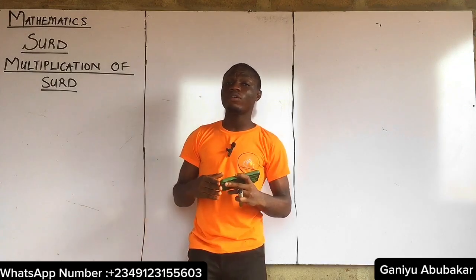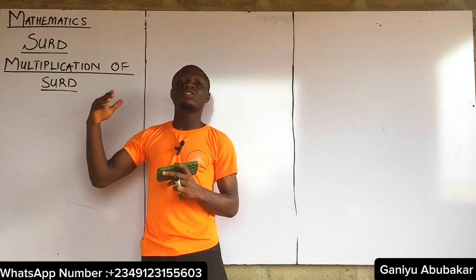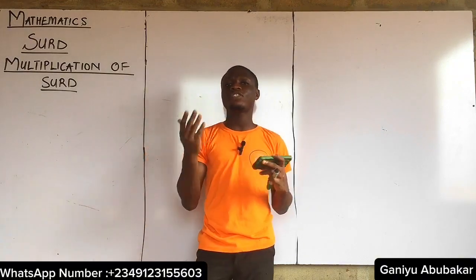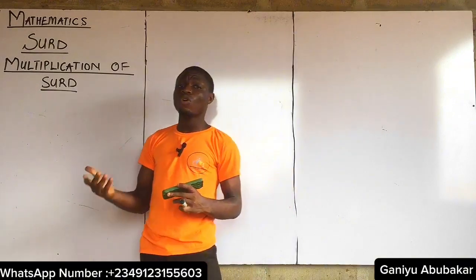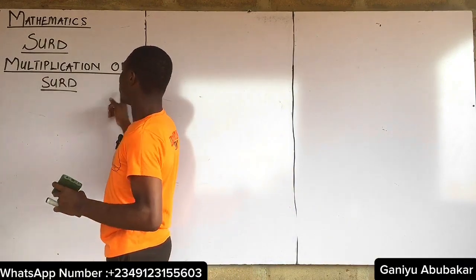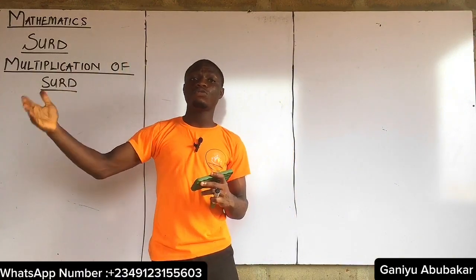For this class, we're talking about the multiplication and also the division of surds. So how do you multiply surds? How do you divide surds? Let's start with the first one, called multiplication of surds. What's the concept behind multiplying two surds?